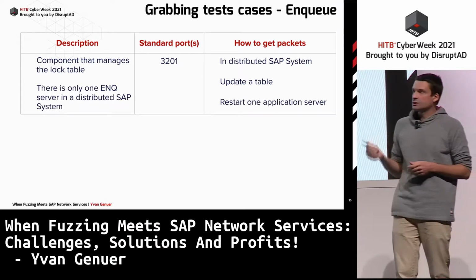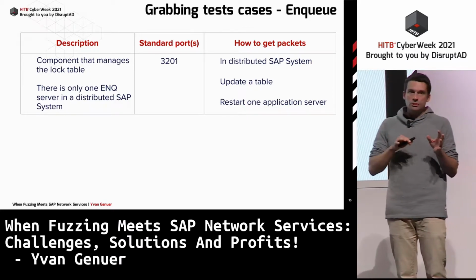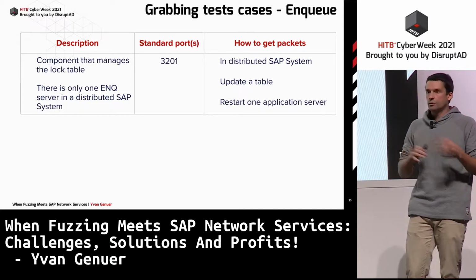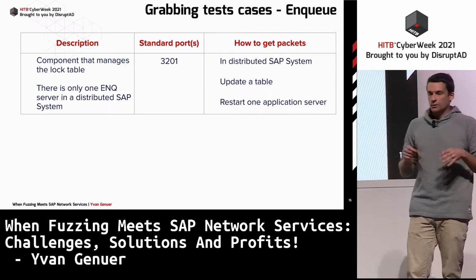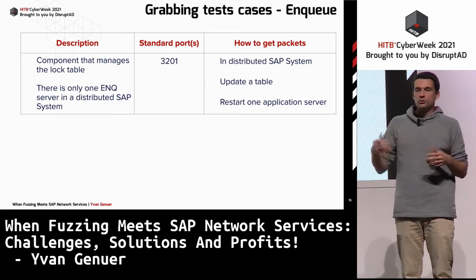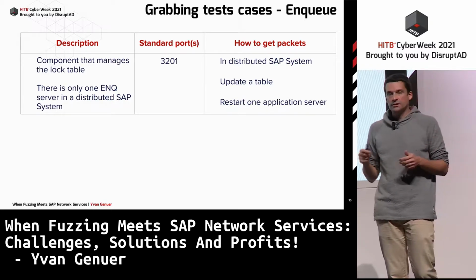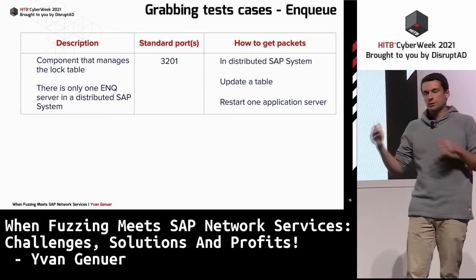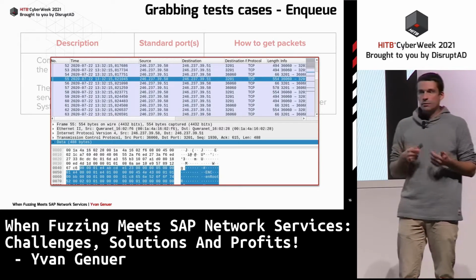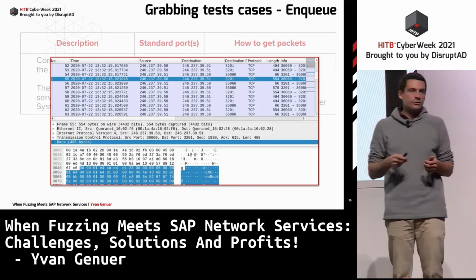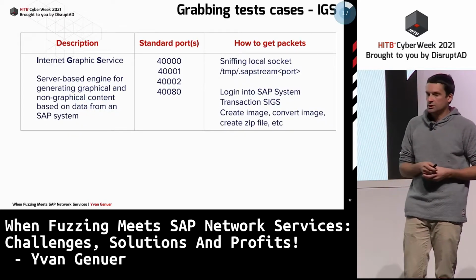The second one is the Enqueue. The Enqueue server manages the lock system for the SAP instances. So how did we get some test cases? We just sniff the port 3201, restart the system, also restart some instances, and also try to update a table. Like that, we got several packets, and all of it is the Enqueue protocol. This is a proprietary protocol without a lot of documentation.